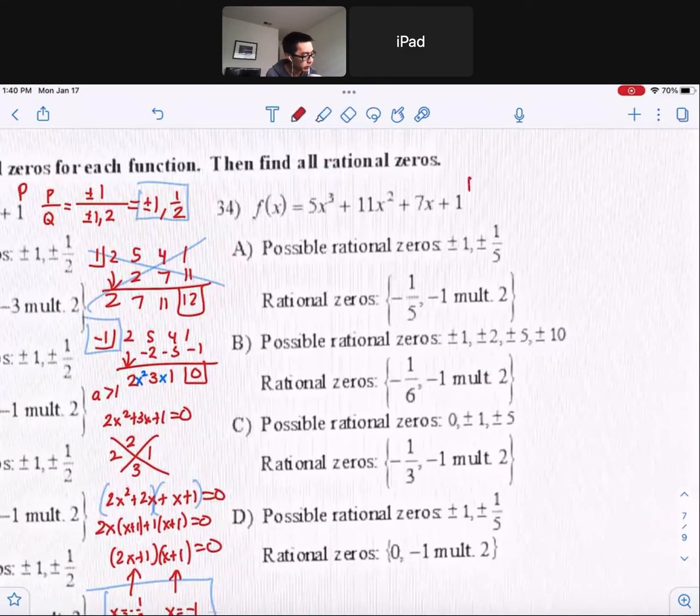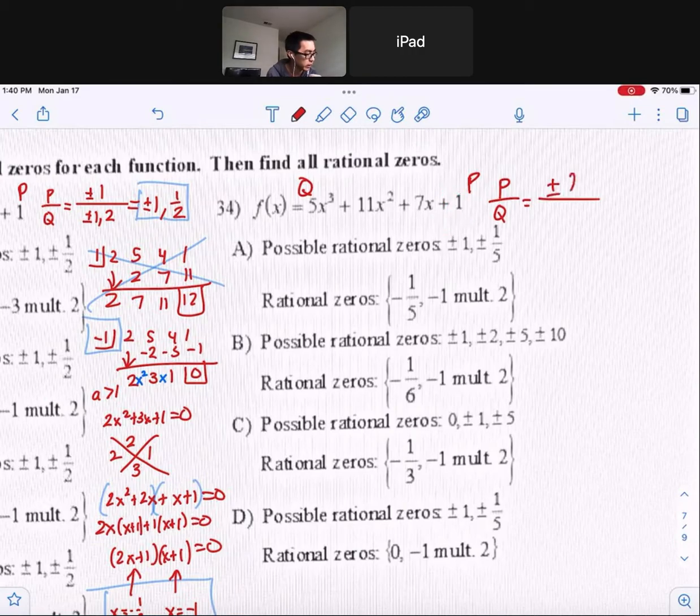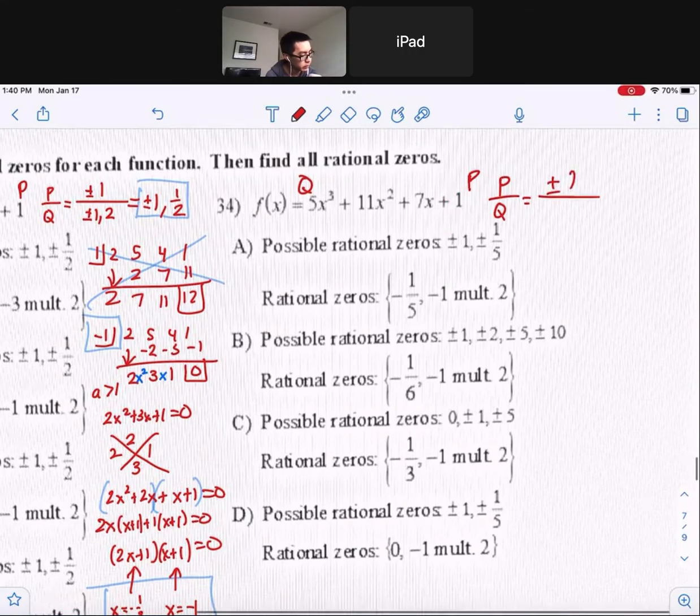Okay, here, so remember, P over Q, find your factors of P, find your factors of Q. Factors of P, which is just 1, times 1. Factors of 5, you guys, plus and minus 1 times 5. So 1 over 1 is plus or minus 1.